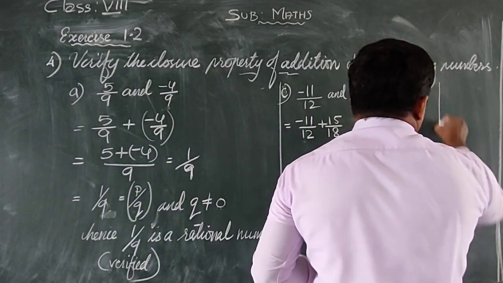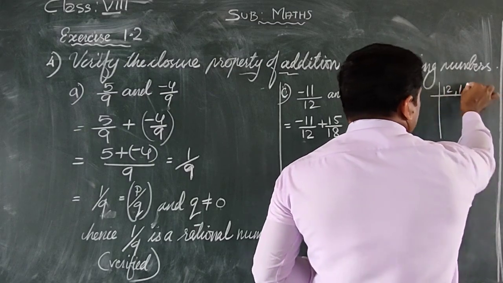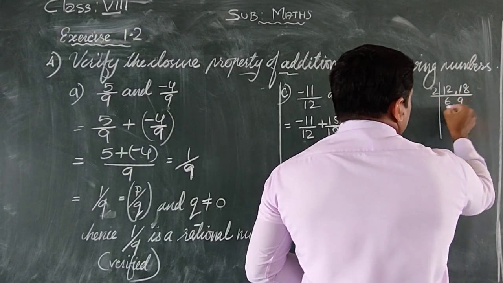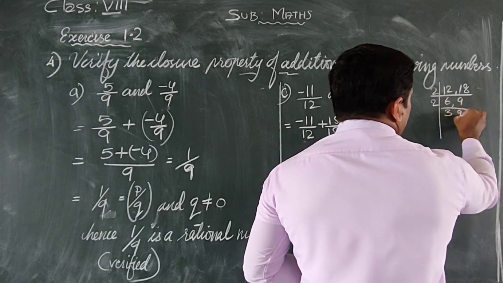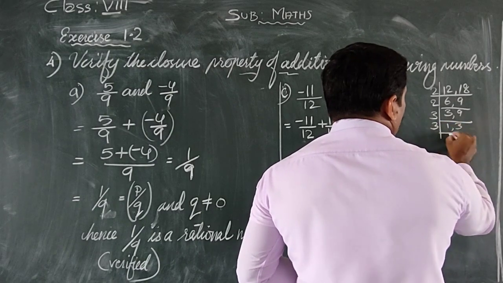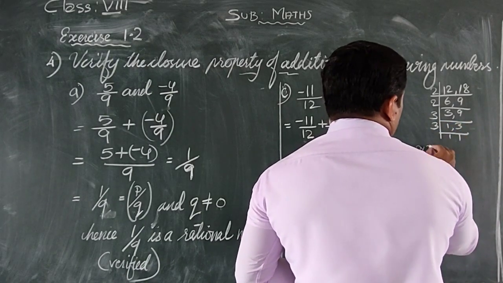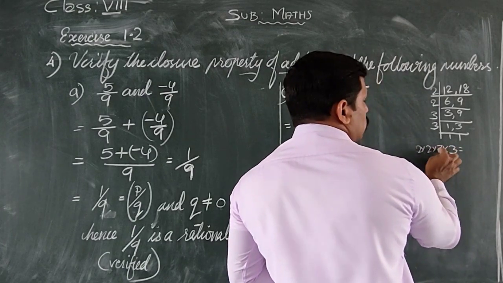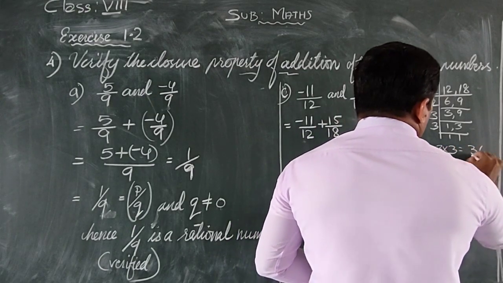That we find out here, 12 and 13. We can cut it by 2, 6 and 9. Then we can cut again by 2, 3 and 9. Then we can cut by 3, 3 and 3, and then 3, 1, 1. 2 into 2 into 3 into 3 is equal to, 2 2s are 4, 3s are 12, 3s are 36. So 36 is the LCM.